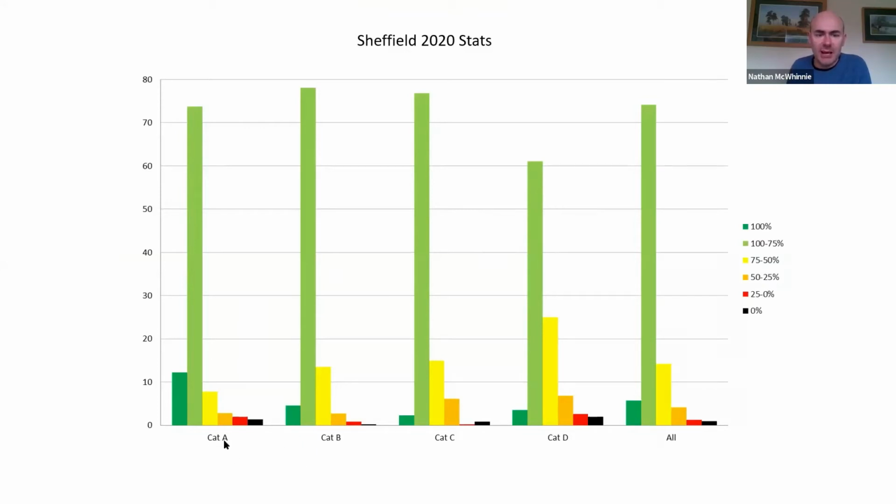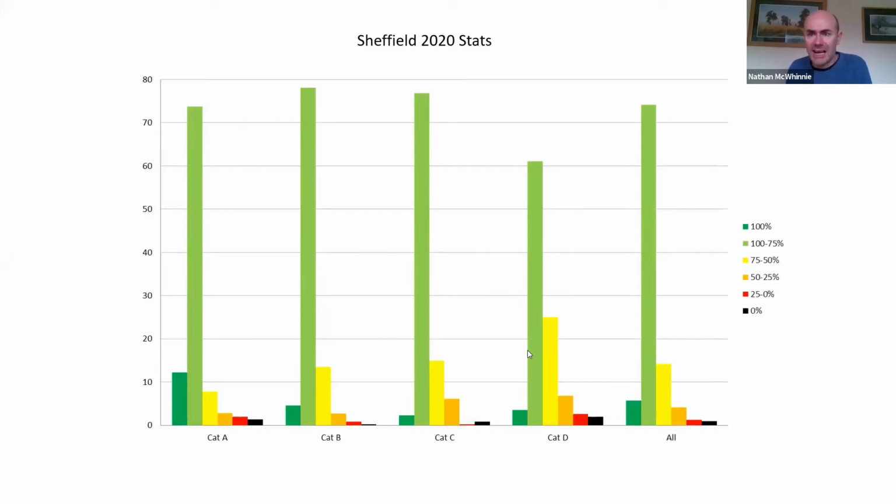Now the categories here are based on trunk diameter. So Cat A is trees up to 20 centimetres in diameter at 1.5 metres height. Cat B is 20 to 40, Cat C 40 to 60, and Cat D anything above 60 centimetres diameter. And as you can see from this, and we found this out last year as well, disproportionately larger trees have been affected.